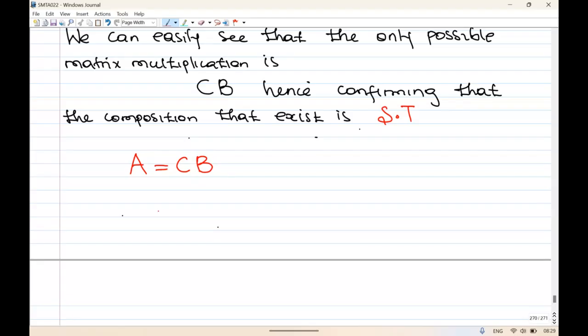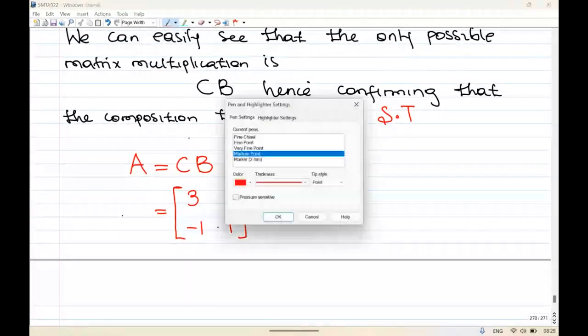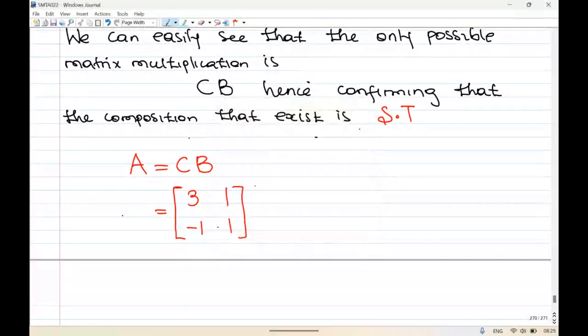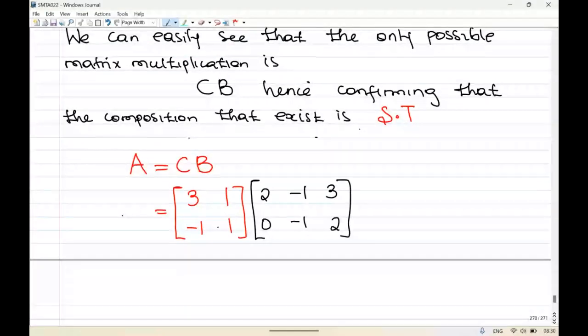So now our C is 3, minus 1, 1 and 1. And then our B is 2, 0, minus 1, minus 1, and 3, and 2. Is it correct, colleagues? Yes, it's correct.